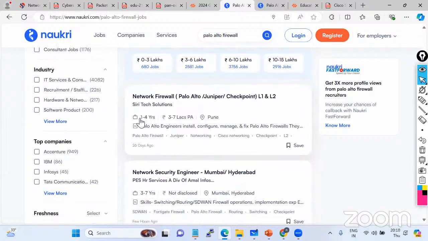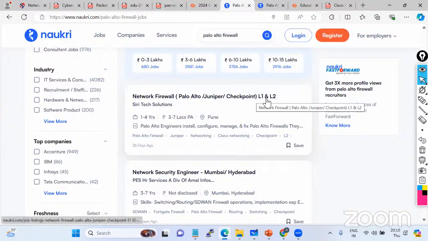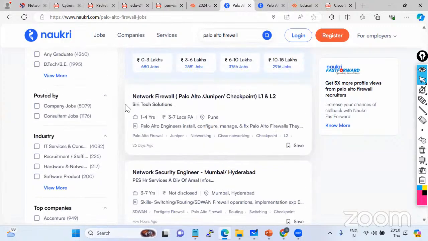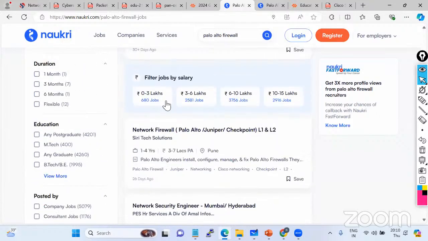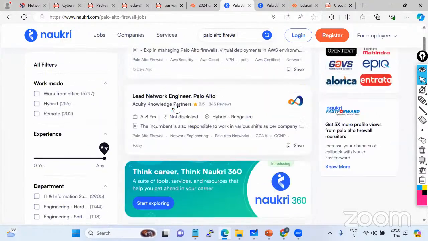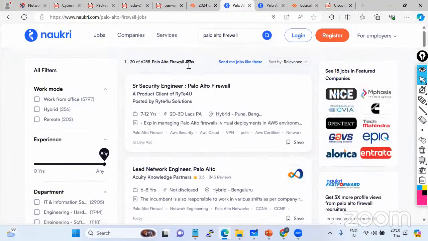You can filter it: 1 to 4 years of experience, 3 to 7 lakhs, just having Palo Alto or Juniper or Checkpoint as L1 or L2 engineers. These are small companies, like Retech Solutions. So you just go and apply. Jobs are available. You just think how many jobs are available; it just depends how you filter it. And if you are going to do any security products, I'm not talking about Palo Alto only, because we are going to learn.